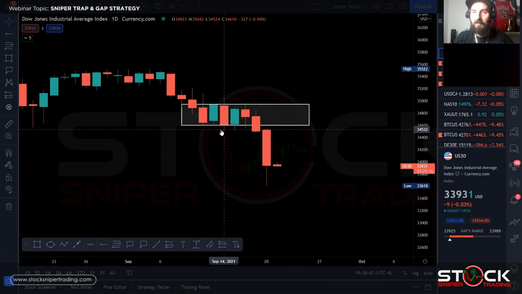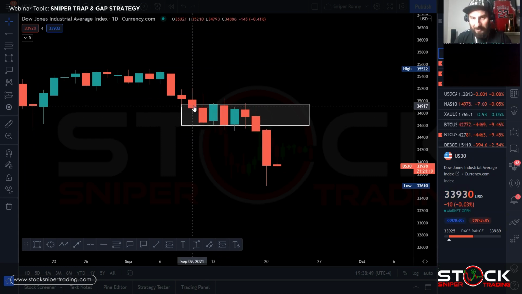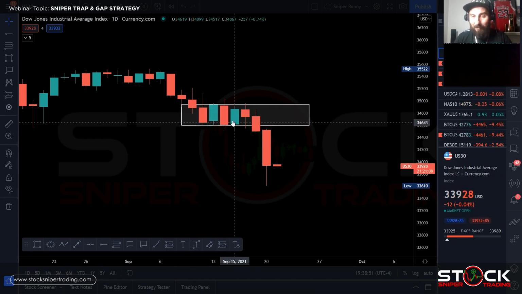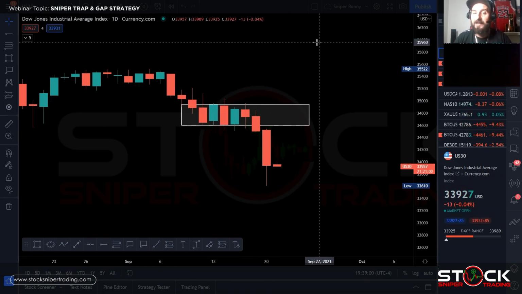I'll show you how it looks on 15 minutes, I'll show you how it looks on hourlies. It all depends on what type of trader you want to be. But this is pretty much the basics of what it is. We're trapping it, and what we're looking for is volume to either close above this area, and we're looking for a retest and then the extension.